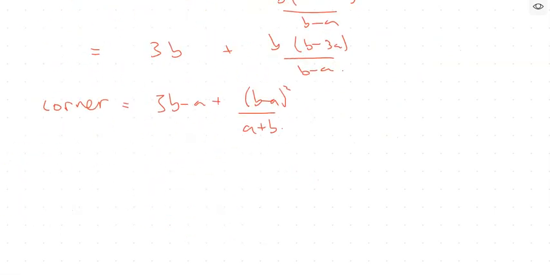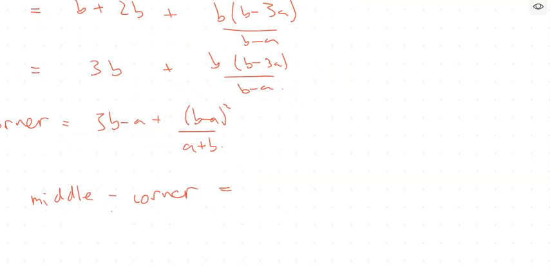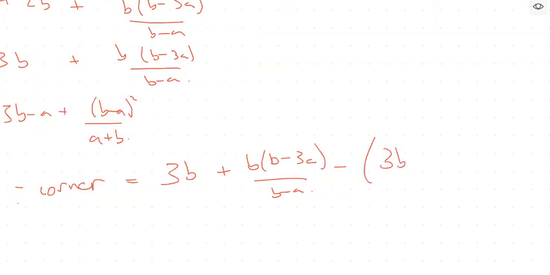Okie doke. And then we'll do the same thing again. Now I'm going to assume that the answer is going to be middle is better in this case. So I'm going to do middle versus minus corner. Obviously, if this is negative, I've got it the wrong way around, but I'm going to guess that's going to be the trick. I don't know though. So let's do middle minus corner. So middle was 3b plus b minus 3a over b minus a, minus the corner, 3b minus a plus b minus a all squared over b plus a.